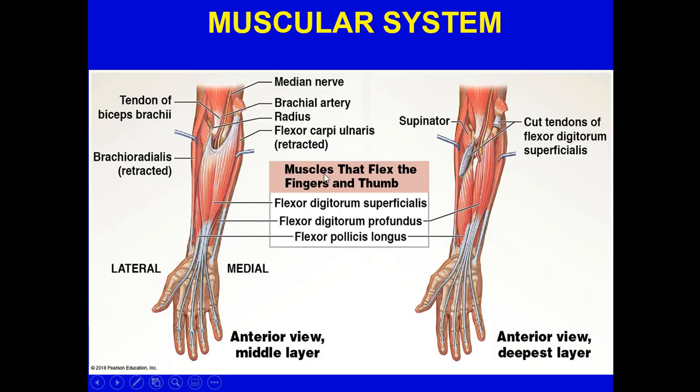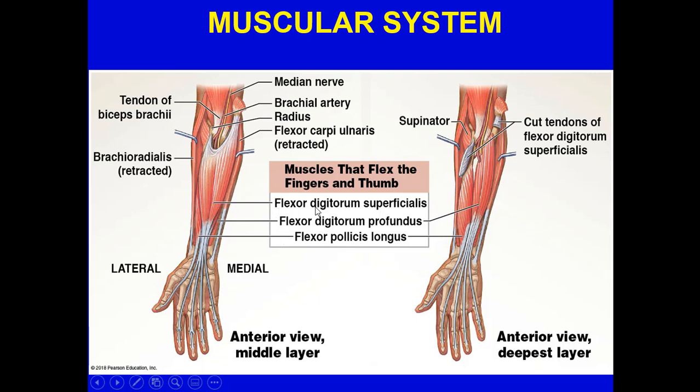Here we have the muscles that flex the fingers and the thumb, okay? We've dealt with a lot of everything above that elbow joint, but we can't forget that we've got a median nerve going down here, and we're going to see how that plays a role when we talk about that retinaculum in a minute. You have the tendon of the biceps brachii. Yep, okay, fine. You've got the brachioradialis retracted.